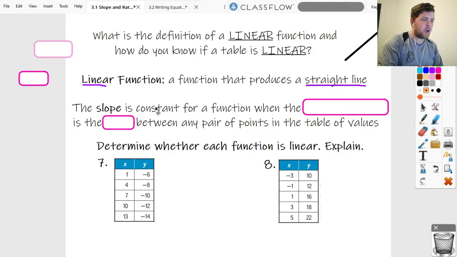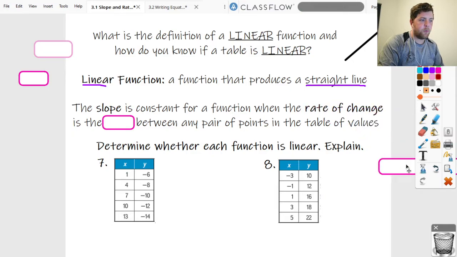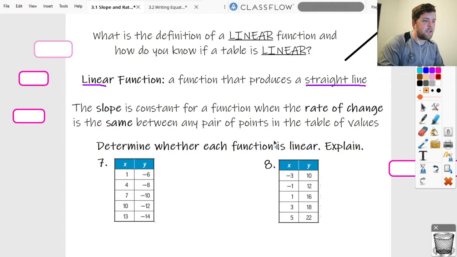The slope is constant for a function when the rate of change is the same between any pair of points on the table of values. It creates a ratio that is exactly the same. So looking at this table, if I take a look at my x values, from 1 to 4 is going up 3, 4 to 7 plus 3, 7 to 10 plus 3, and 10 to 13 also plus 3.